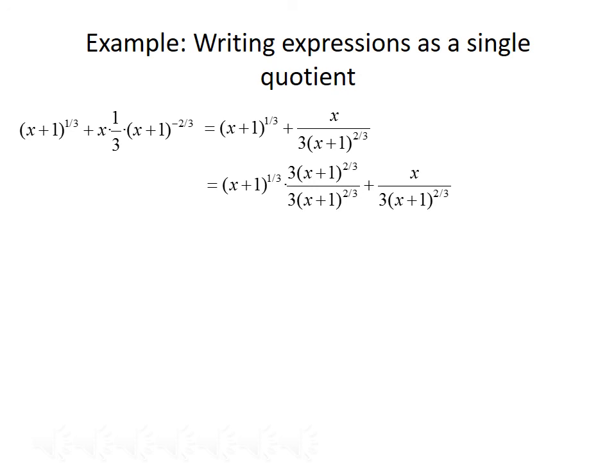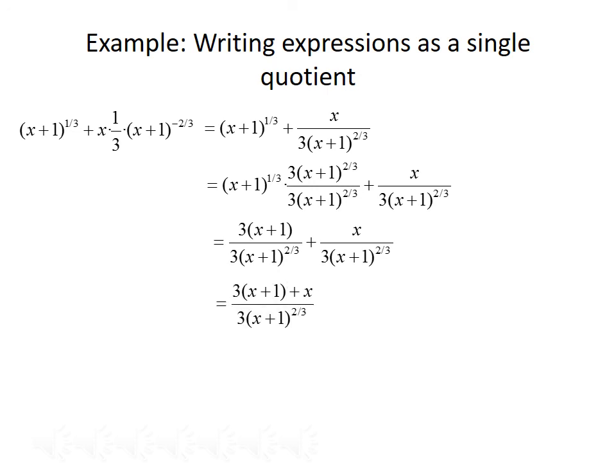Now remember, when you multiply exponential expressions together, if they have the same base like this does, you just add their exponents. So 1/3 plus 2/3 will give us 1, so this simplifies to be 3 times x plus 1 over 3 times x plus 1 to the 2/3 power plus x over 3 times x plus 1 to the 2/3 power. So now that we have the same denominator, we can just add these together. That gives us 3 times x plus 1 plus x all over 3 times x plus 1 to the 2/3.